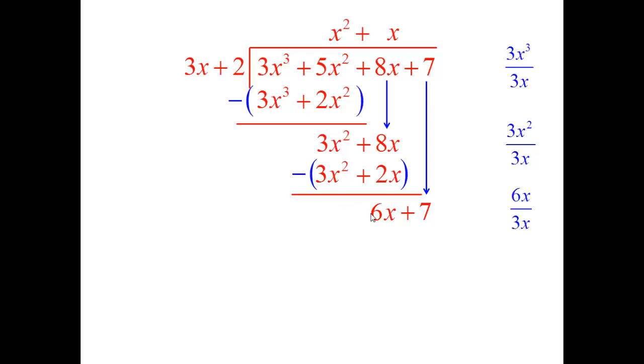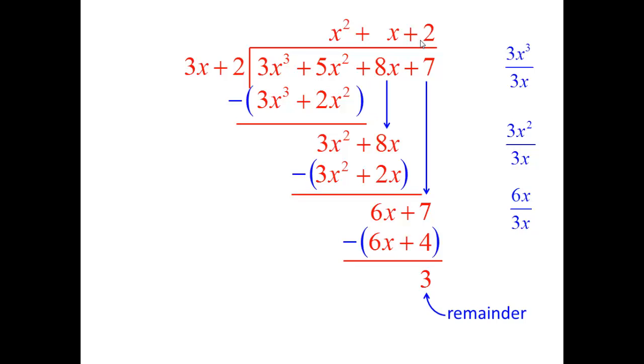3x into 6x, well, that's just going to be 2. So multiply and subtract. 7 minus 4 is going to give us 3, and I don't have any more terms to bring down, which means I'm done. I can't go any further. This 3 would be our remainder. So our final answer would be x squared plus x plus 2.